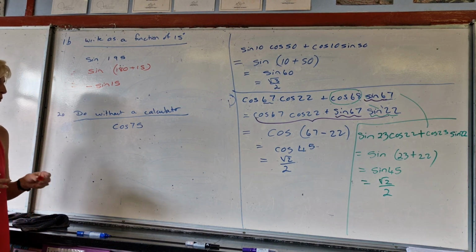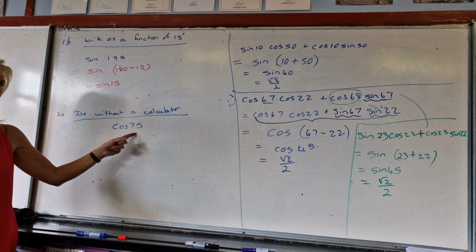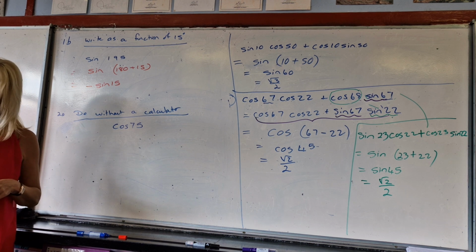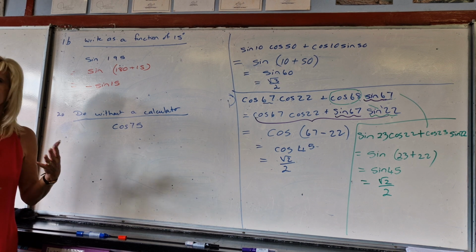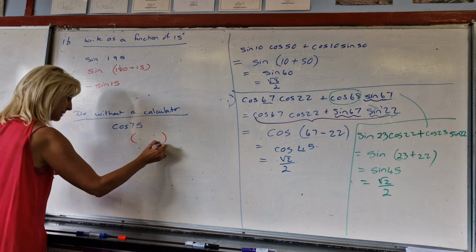Okay, now another one. Do without the calculator, which means what? Special angles. So what's so special about 75? You have to do something exactly. Okay, now obviously what are you going to do? What am I teaching you today? Compound angles. Make it a compound angle, excellent.